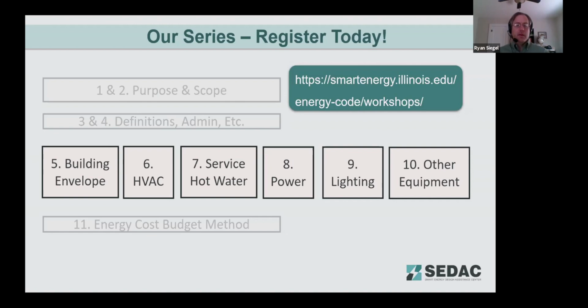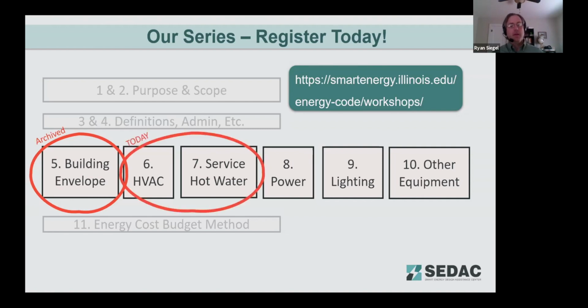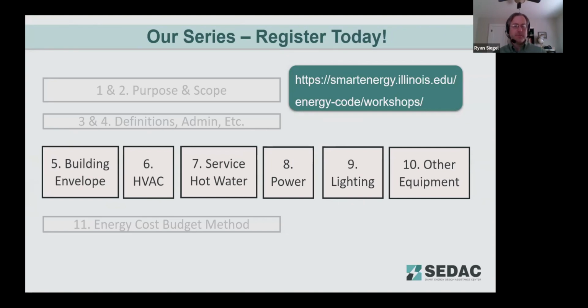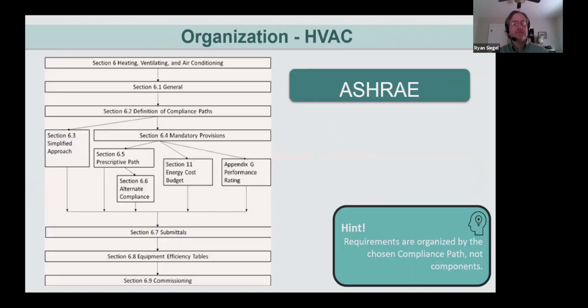As far as our series, it is going to cover sections 5 through 10 of ASHRAE 90.1. Building envelope was our previous session, and that is archived at our website. Today covering HVAC and service hot water, power, lighting, and other equipment will be coming up in the future. So on November 9th.